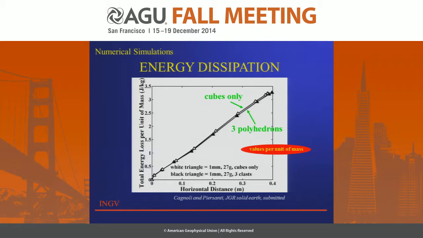Let's measure the energy dissipation, for example, in the numerical simulation. Again, total energy loss per unit of mass. And you see the flow with only cubes has dissipated more energy than the flow with 3 polyhedrons, and all the other features the same, to reach each position along the chute. And again, differences are small because these are values per unit of mass, but they are significant.